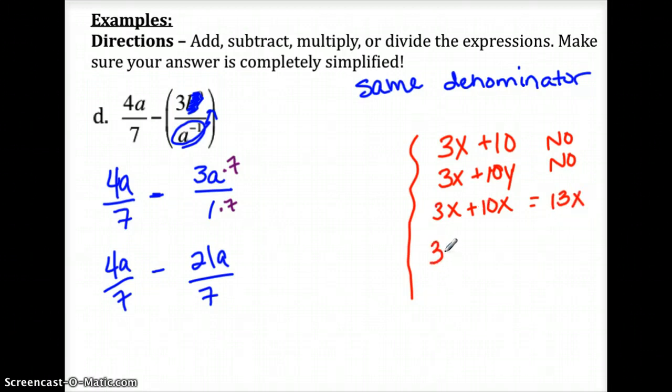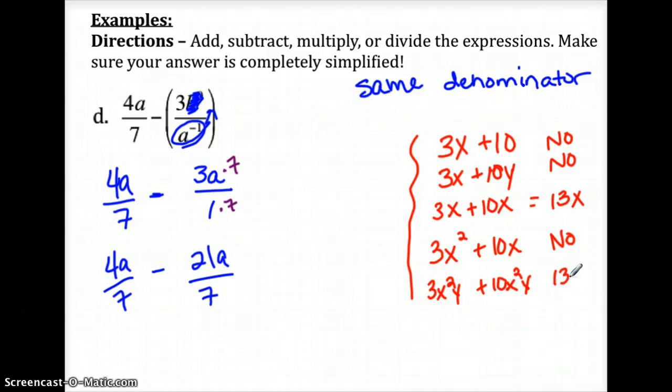Now another question, 3x squared plus 10x. Can I add those? They have the same letter, but do the letters have the same powers? We have an x squared and an x. No, the powers are different, so we cannot combine those. Now, what if I had 3x squared y plus 10x squared y? Are they like terms? They have the same letters with the same powers, so I can add them to get 13x squared y.